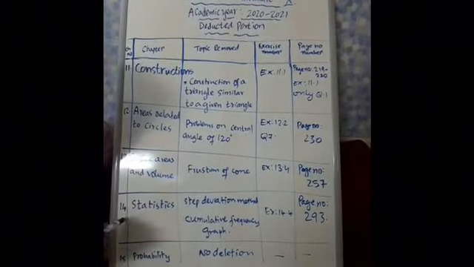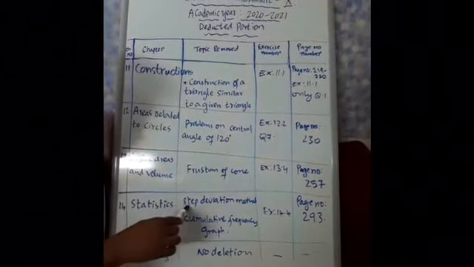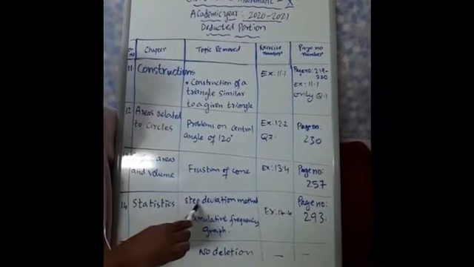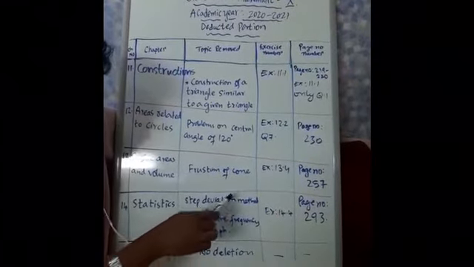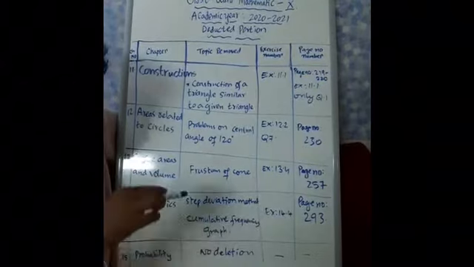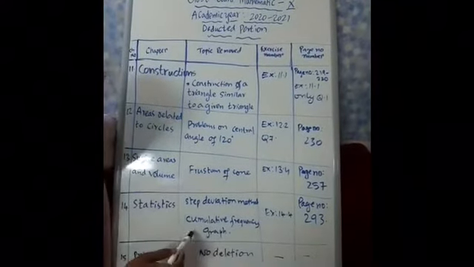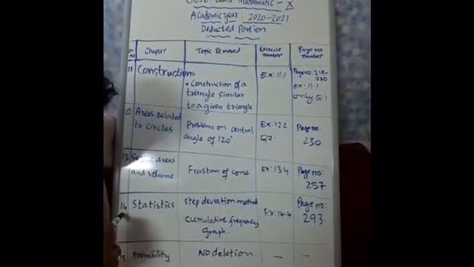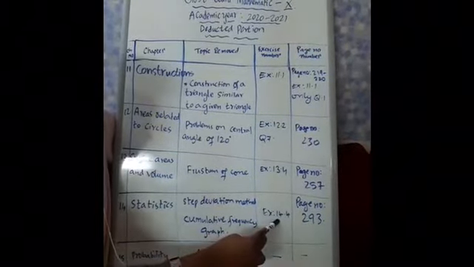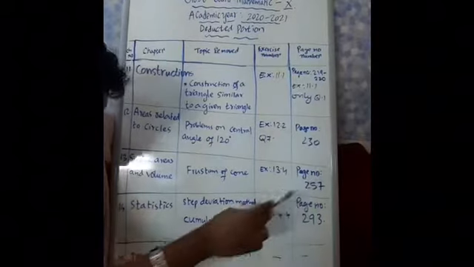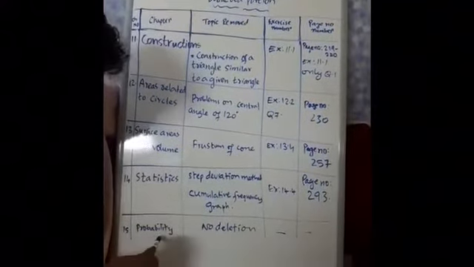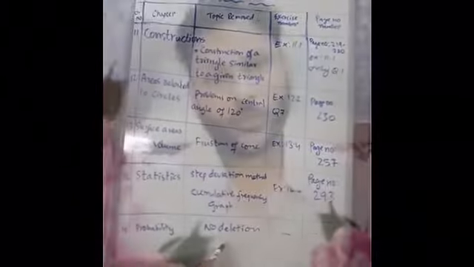And chapter number 14, Statistics, the mean by step deviation method. In mean there are 3 methods: direct method, step deviation method, and assumed mean method. Of these, the step deviation method is deleted; do it by the direct or assumed mean method. And one more advantage to the students in chapter number 14, the cumulative frequency graph. Exercise 14.4 is totally deleted, page number 293. The less than and greater than ogives are deleted. And chapter number 15, Probability, has no deletion.